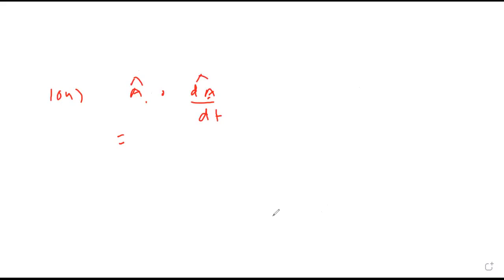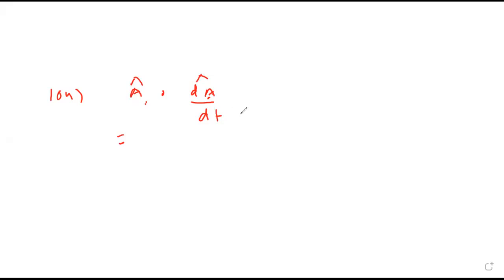A cap is a unit vector in a given direction. So dA cap with respect to A, and dA are in the same direction. That means it will be the square of the magnitude, correct? Yes. dA means change. The dot product of two vectors in the same direction is the square of their magnitude. Square of its magnitude, yes.